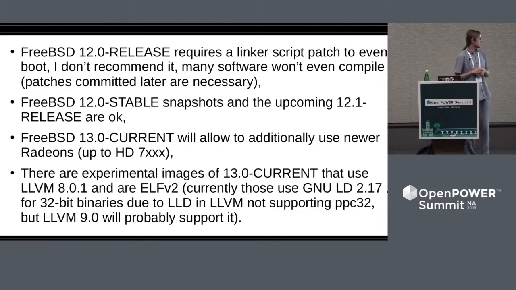And about available versions. The newest release is 12.0, and only 12 added support for Power9. 11 is still supported by the FreeBSD security team, but there's no support for Power9. So if you want to try on Power9, you actually need 12. But the 12.0 release itself actually has a linker script bug, so it won't boot.